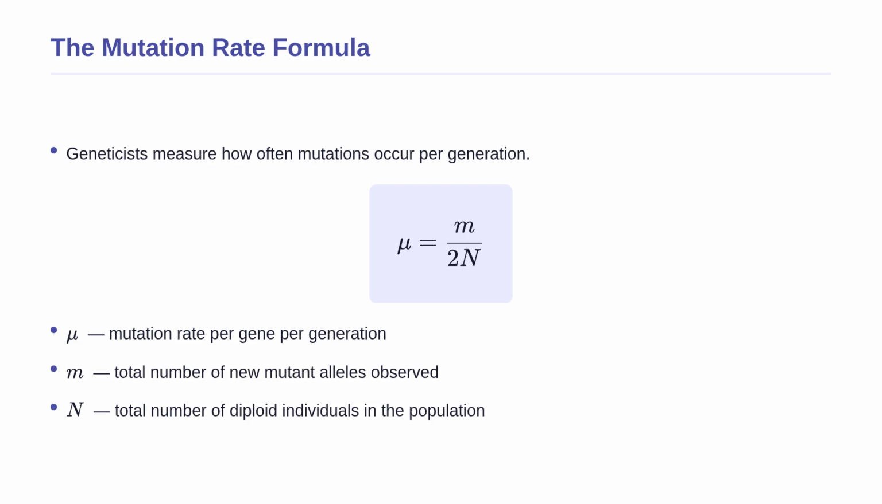If the number of new mutations, m, increases, the mutation rate will naturally increase. Conversely, a massive population size n with very few mutations will result in a very small mutation rate.